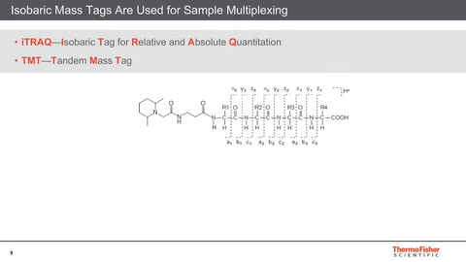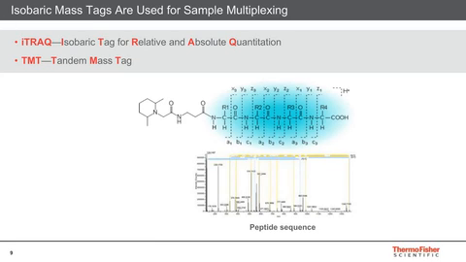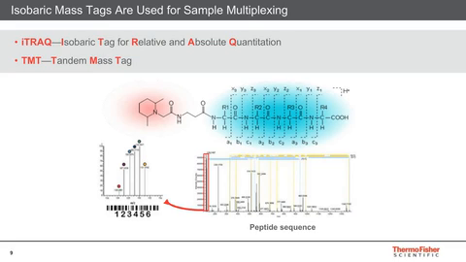However, of these labeling approaches, only isobaric tags such as iTRAQ and TMT can be used to quantify proteins from multiple samples without increasing complexity at the MS level. iTRAQ, which is the isobaric tag for relative and absolute quantitation, and TMT, better known as the tandem mass tag, are both isobaric mass tags which covalently label peptides on their amino termini and lysine side chains.